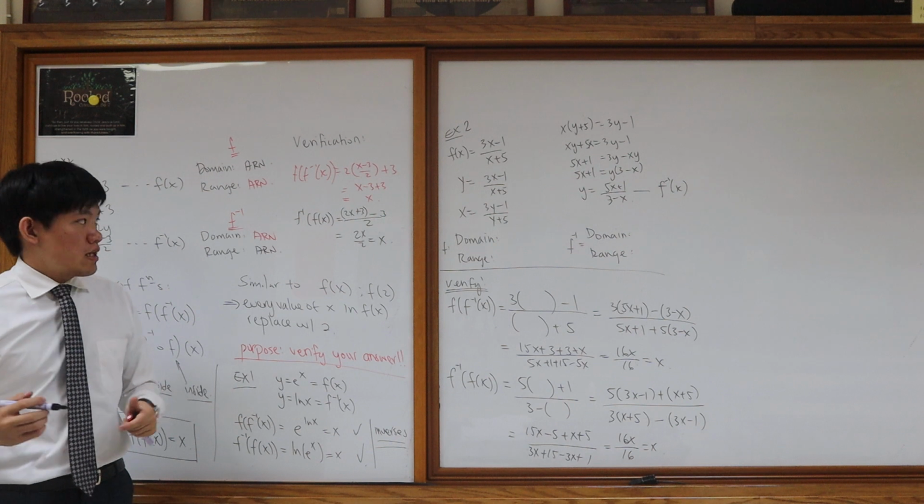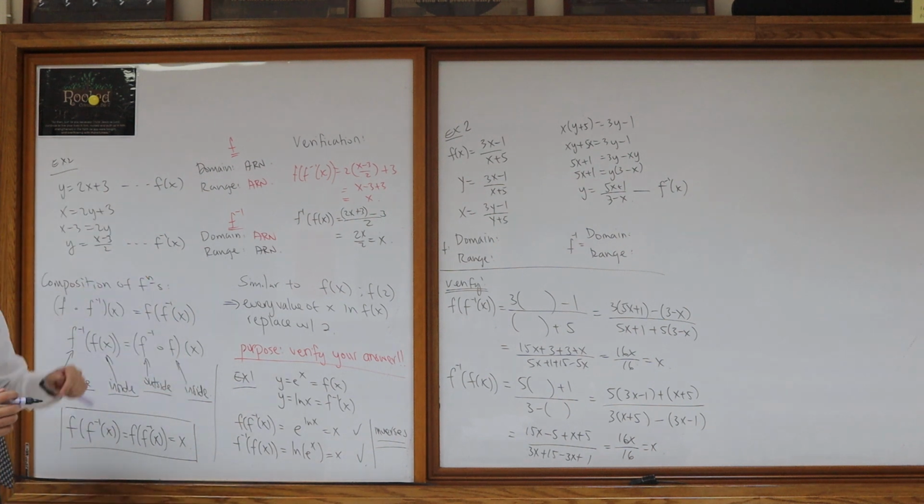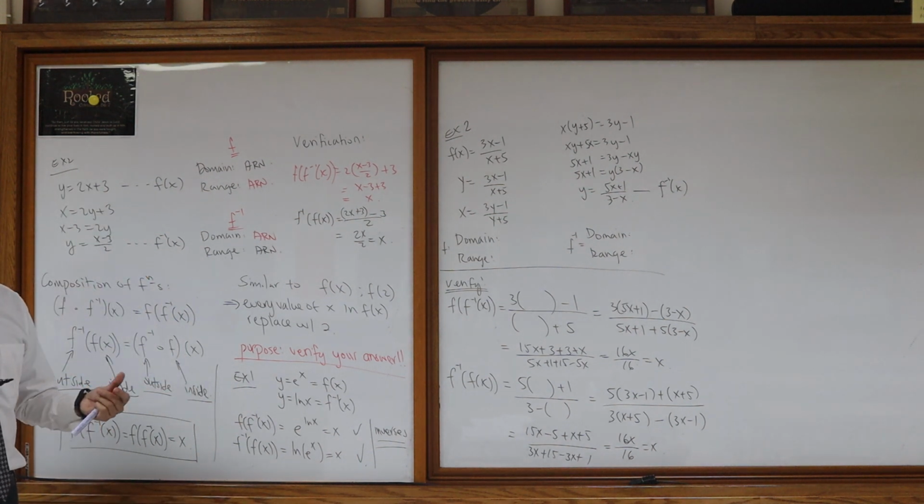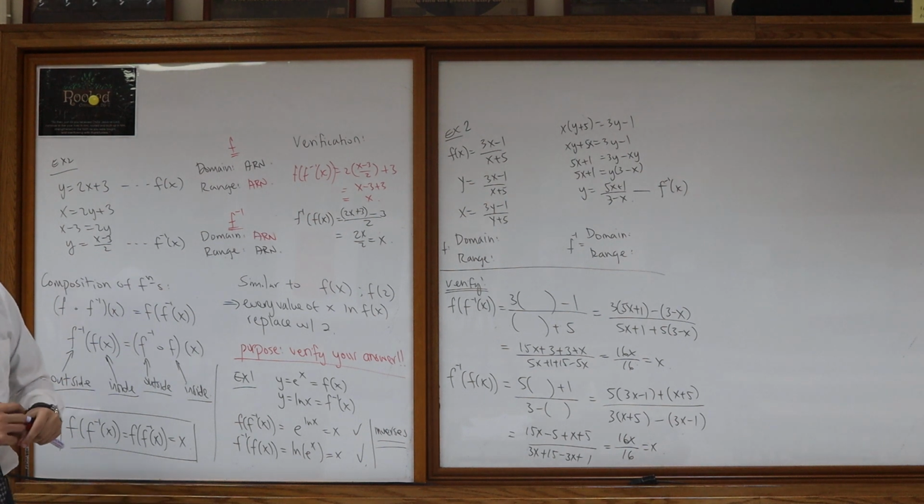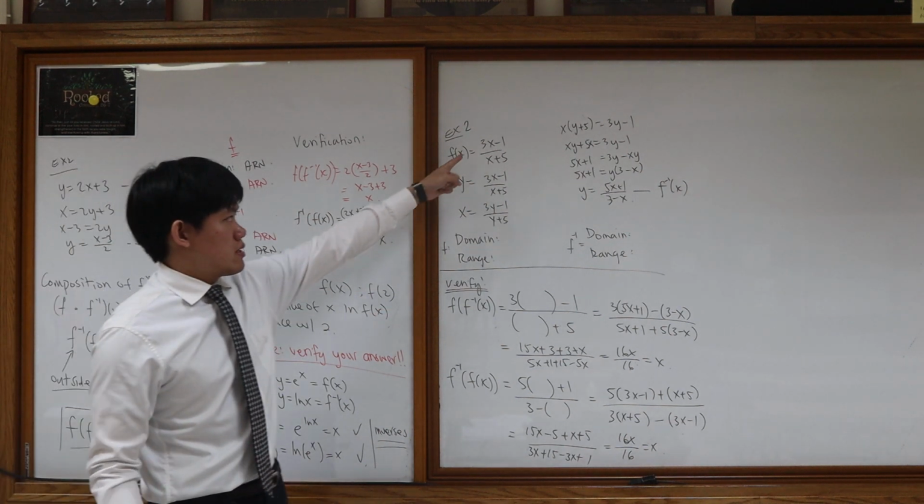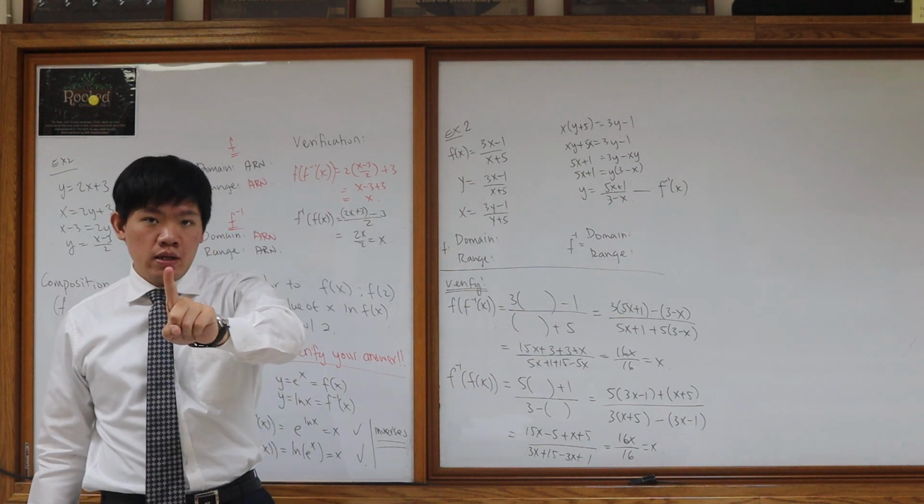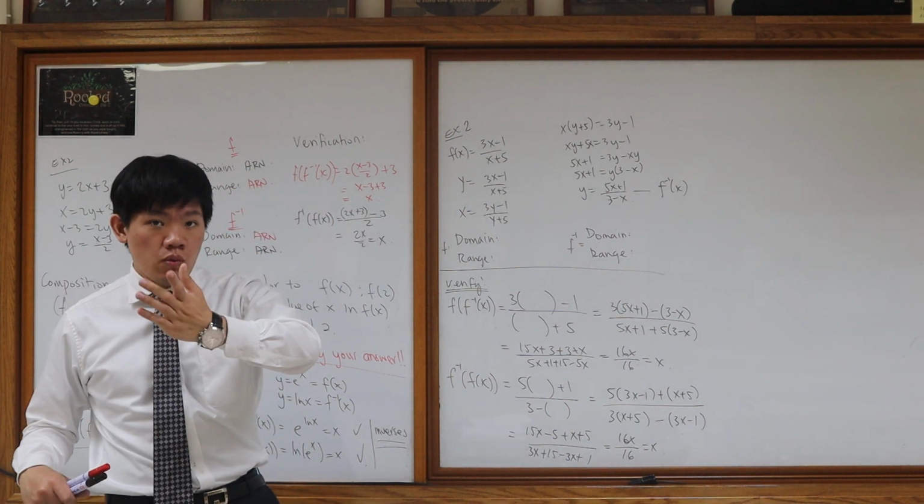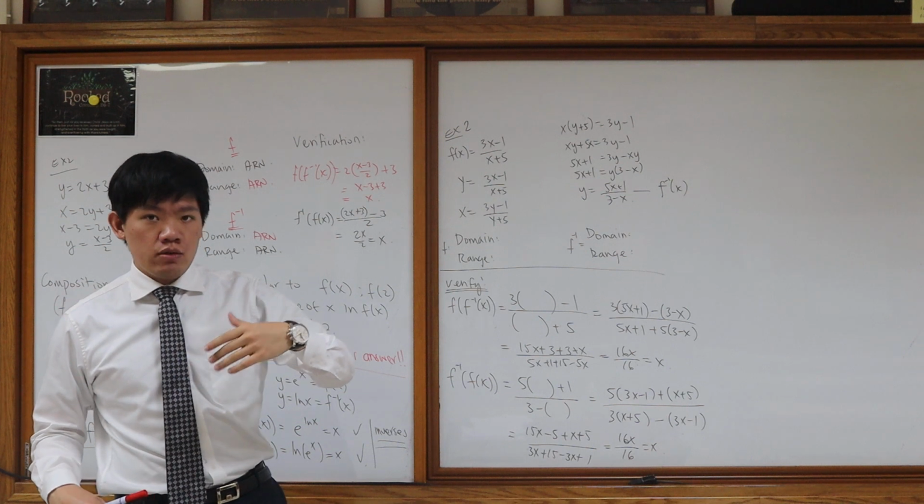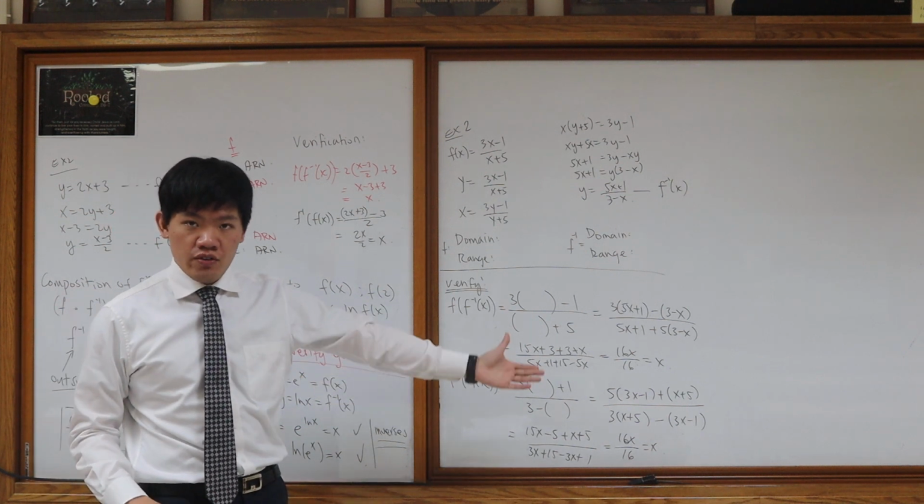Therefore, we come to the conclusion that this and this are indeed inverses of each other, and that's how we verify that. Okay, next example: f of x equals 3x minus 1 over x plus 5. Step number 1, switch your x and y, and then solve for y. When we're done with that, talk about the domain and range, and then verify.